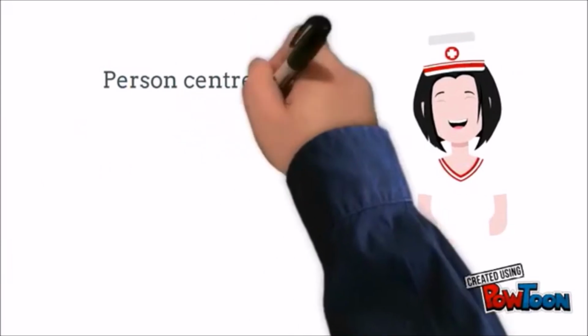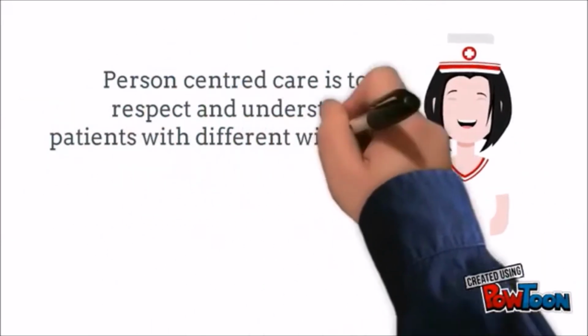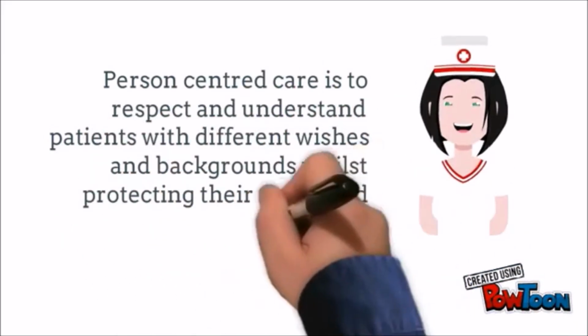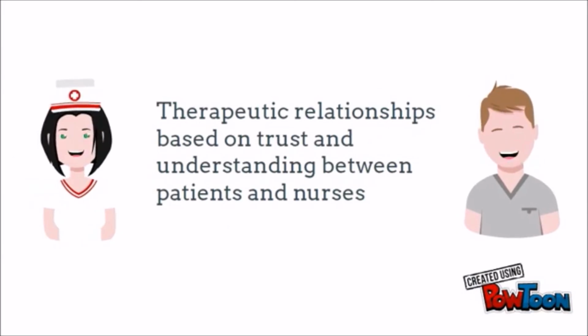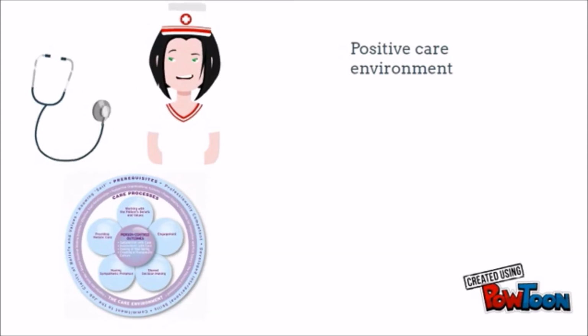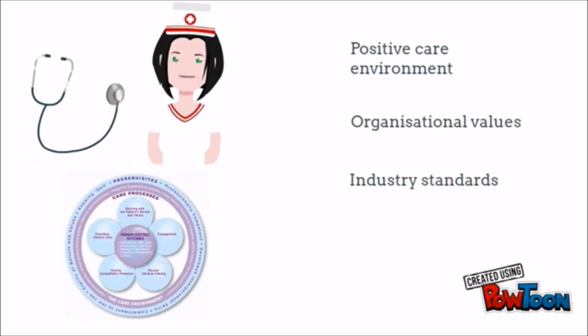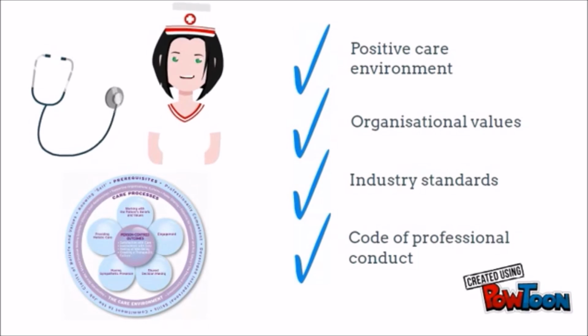In conclusion, person-centered care in nursing is to respect and understand patients with different wishes and backgrounds whilst protecting their rights and dignity. It focuses on patients' well-being by building a therapeutic relationship based on trust and understanding between patients and nurses. In order to create a therapeutic relationship, a positive care environment must be achieved through organizational values, industry standards, and a code of professional conduct. It requires nurses to be involved with patients, allowing them to address their current and future needs.